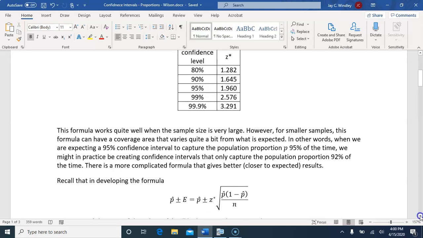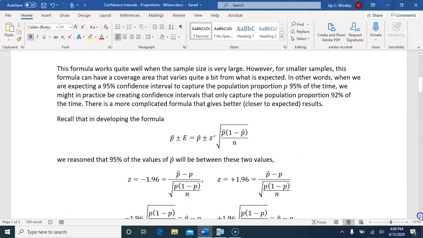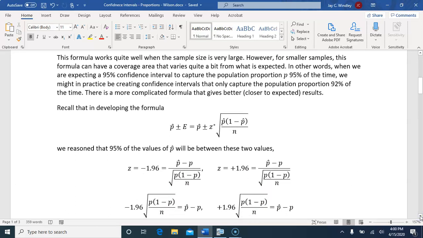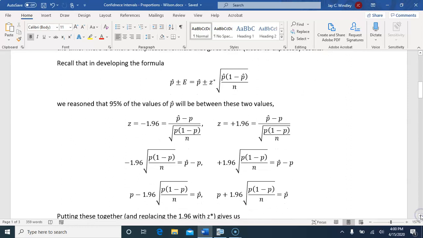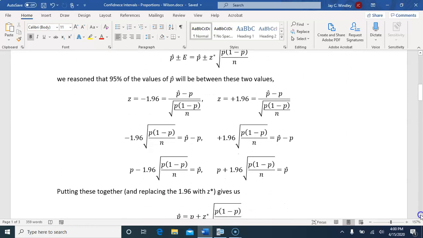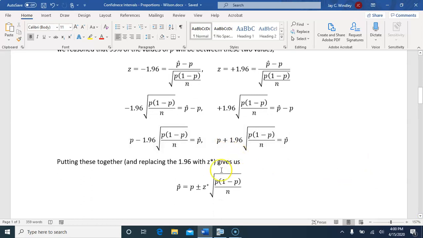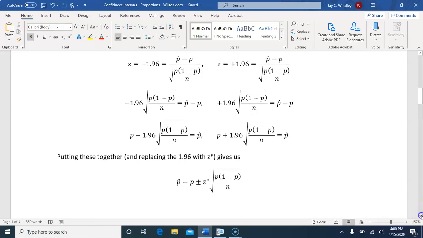But remember that in the development of this formula, we started off by saying that 95% of the values of p hat will be between these two values. And we solved both of those for p hat. And we started off with 1.96, but we eventually just replaced that with z star. So we said that 95% of the p hats will be between p plus this expression and p minus this expression, z star radical p times 1 minus p over n. So now what we're going to do is solve this equation for p.